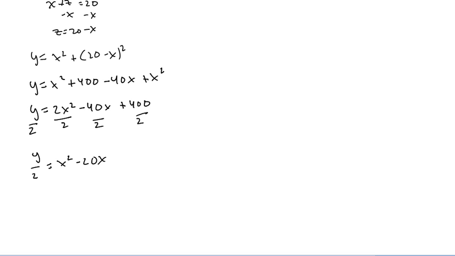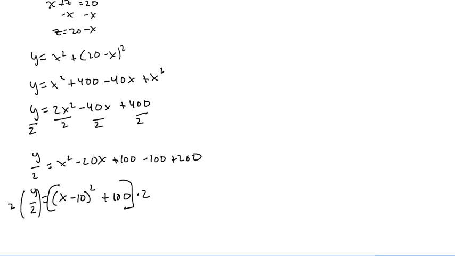And I'm going to leave a nice big space here. So y over 2 is going to equal x minus 10, because 10 is half of 20. And then 10 times 10 is 100, so plus 100 minus 100. So that's going to be plus 100. And now we need to multiply that 2 back through both sides. So that gives us y equals 2 times (x minus 10) squared plus 200.